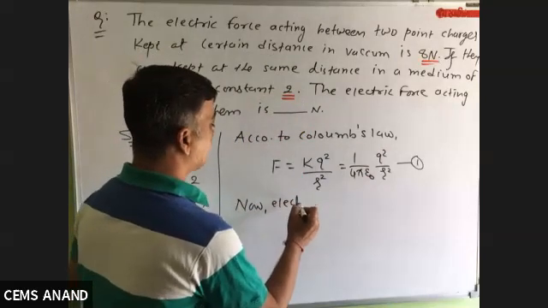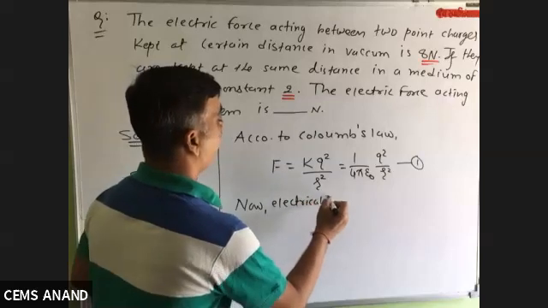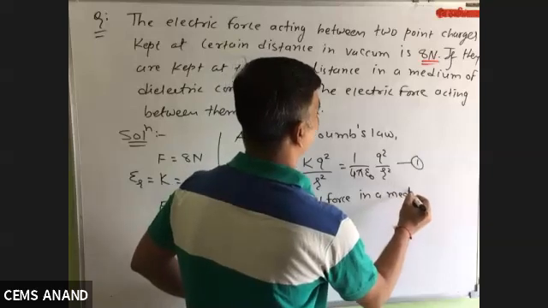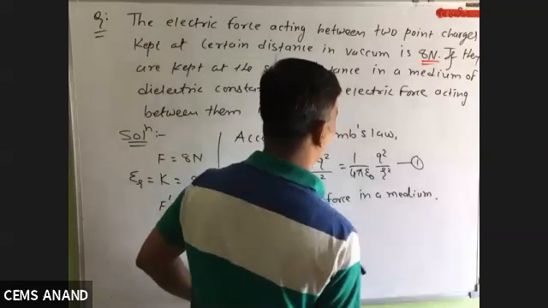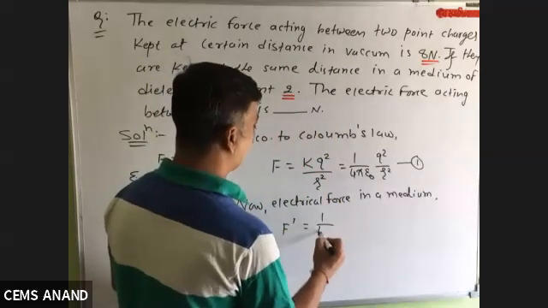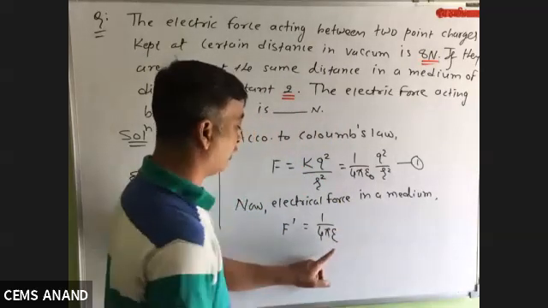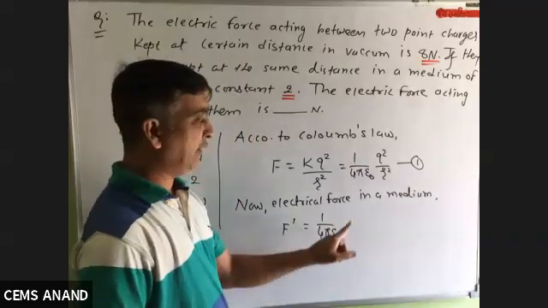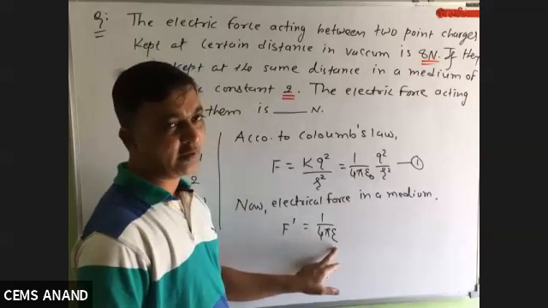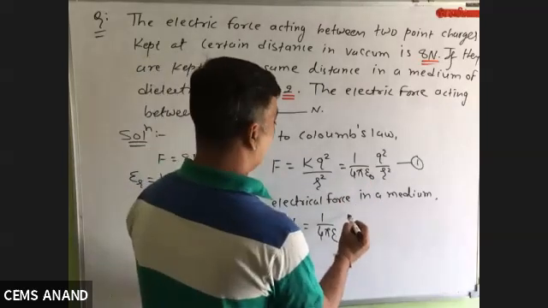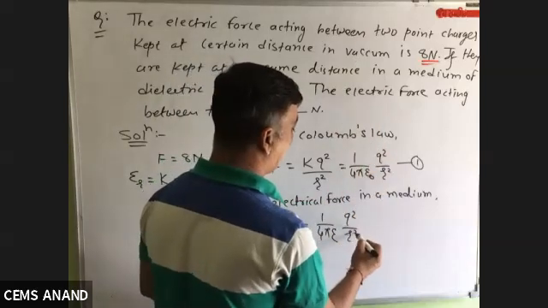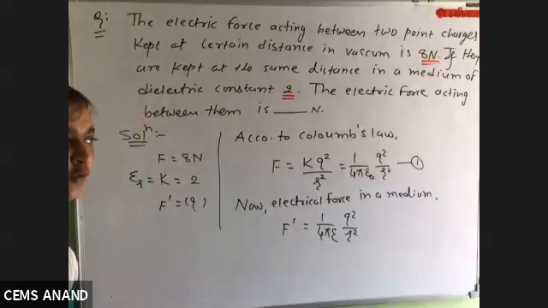Now the electrical force in a medium, let's denote it with F', then the formula is 1 upon 4 pi epsilon, instead of epsilon 0. Epsilon 0 is the permittivity of vacuum, and here epsilon is the permittivity of the medium. Then Q square, because both the charges remain the same, and R square, as the distance is also the same.